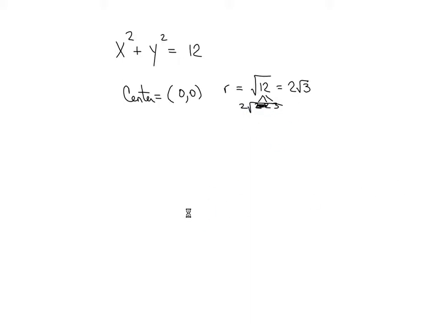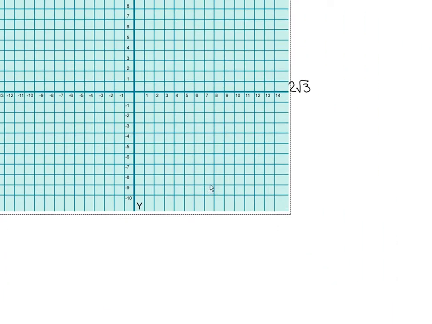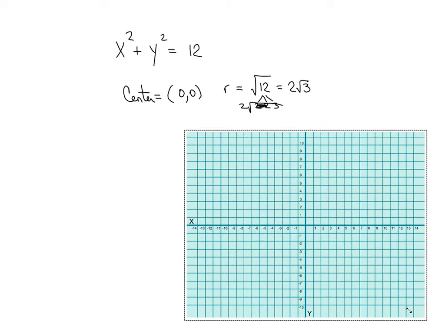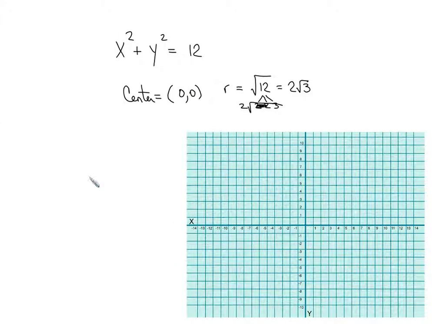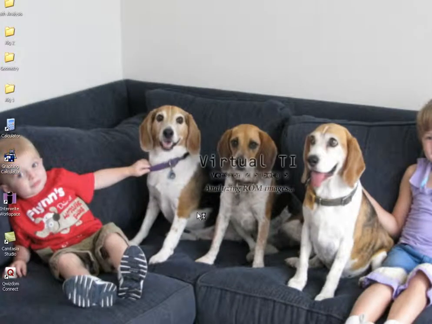Now, as far as graphing this goes, how do I know where 2 square root of 3 is to go up, down, left, and right? How are we going to know exactly how big that is? Here's my center, 0, 0. How far do I go to the right? What can we do? Calculator. Exactly. Punch it into your calculator. Oh, looks like I shut my calculator down. Let's launch my calculator again.